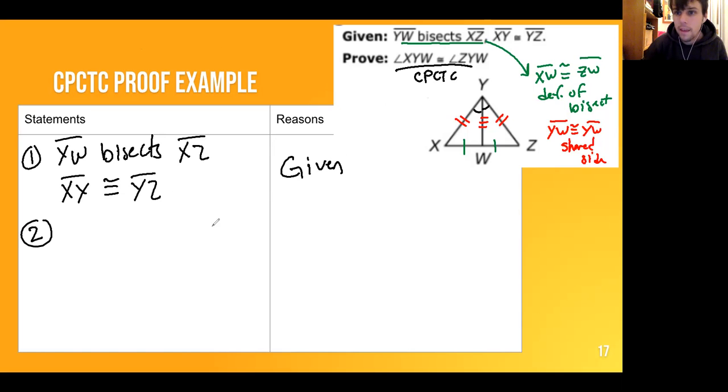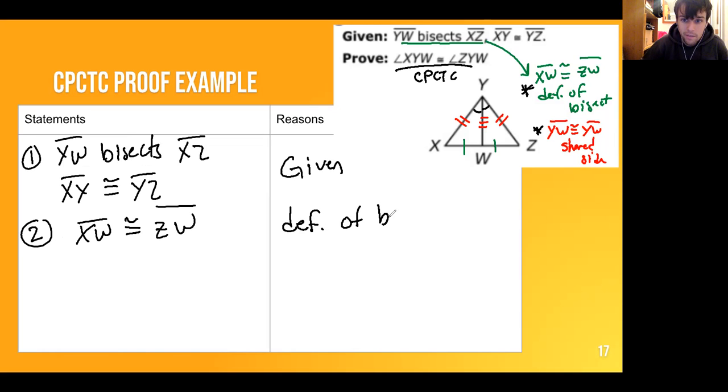Step 2, we could go a couple ways. We could state either one of these two things. It doesn't really matter which one. I'm going to go ahead and just put them in the order I wrote them down. So XW is congruent to ZW. And again, that was based on the definition of bisects here. So the definition of bisect. And then we had a shared side. So YW is congruent to itself.